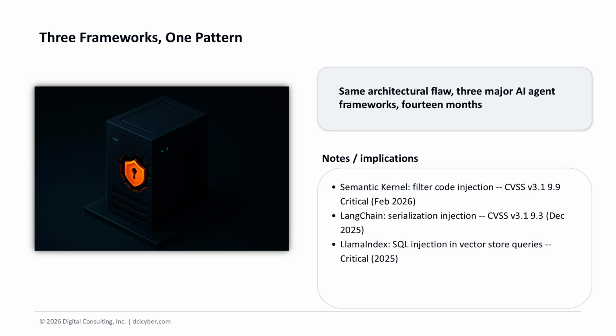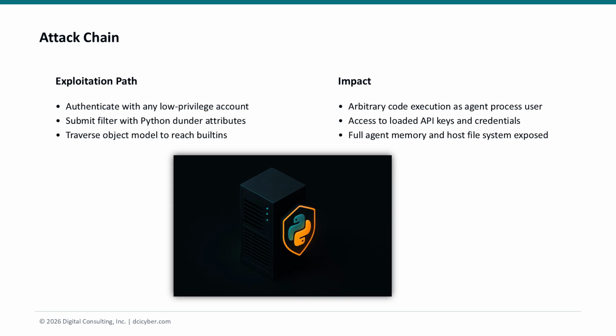3 major frameworks, 14 months. All allowing user-supplied strings to reach host language execution contexts. This is not a coincidence, it's a class vulnerability. AI agent framework authors reached for host language dynamism when building query abstractions, inheriting the interface pattern from databases without inheriting the isolation guarantee that makes it safe. So with that pattern context, let's walk through the mechanics.